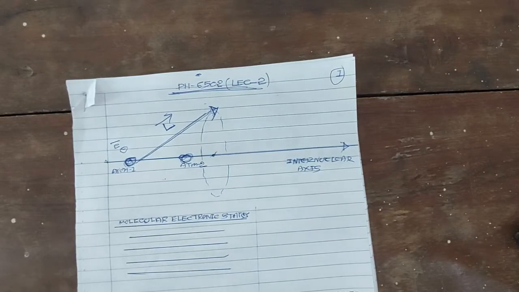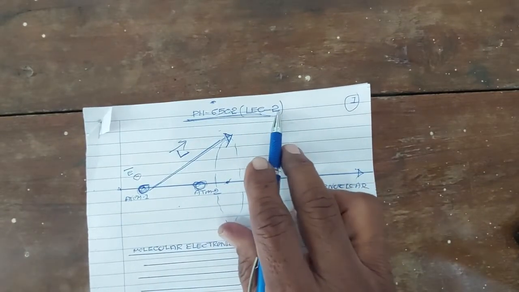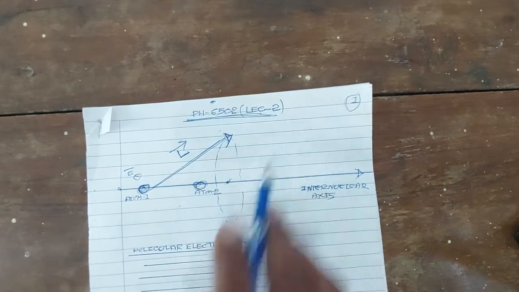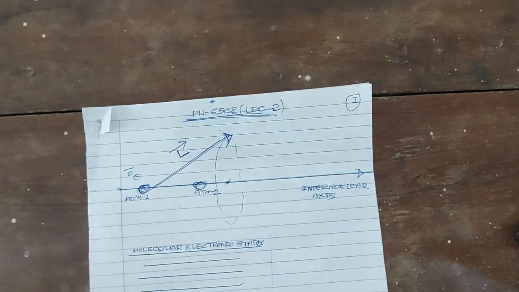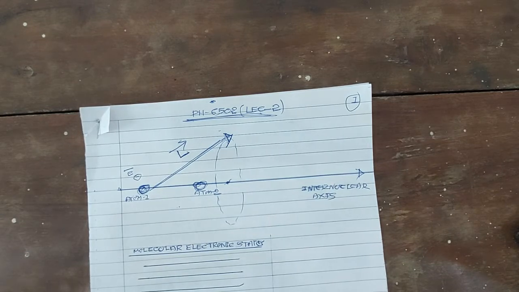Dear student, today we will take the second lecture of physics paper PH 6502. You remember that in the last lecture we started the classification of molecular electronic states and completed the first lecture. So today we continue the classification of molecular electronic states.